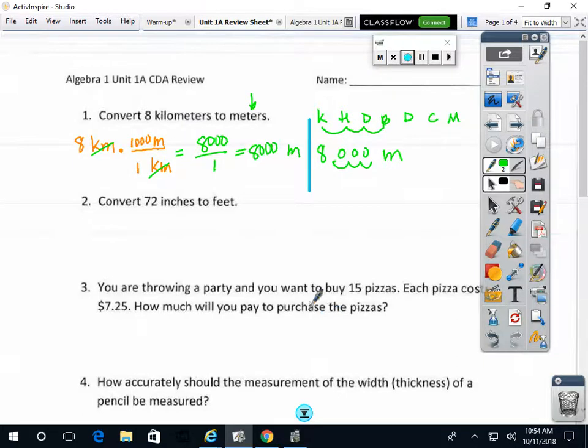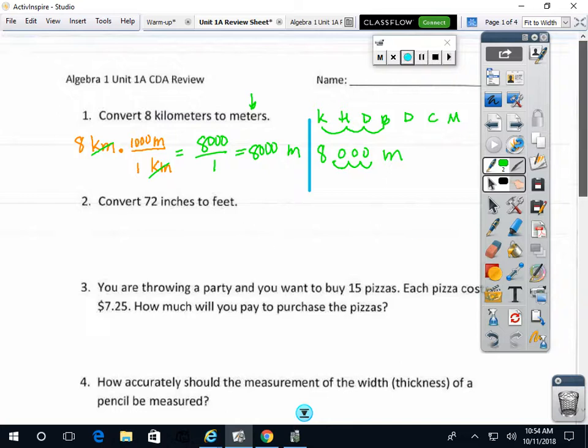This? It's on the front of your packet. You lost your whole packet? Okay, well, you just need to share with your partner today, and I'll try to get some more printed for tomorrow because I don't know if I have any packets left.